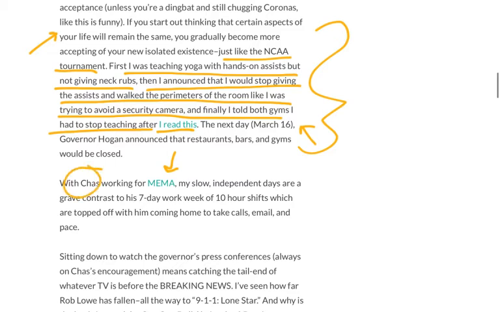With Chaz, who is Amanda's husband, working for MEMA, my slow, independent days are a grave contrast to his 7-day work week of 10-hour shifts, which are topped off with him coming home to take calls, email, and pace.